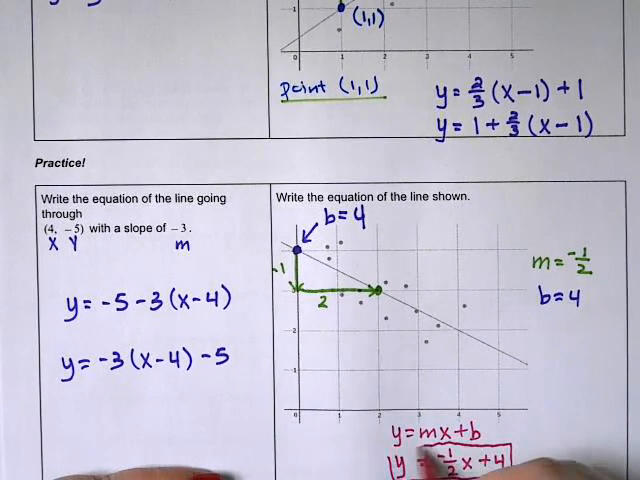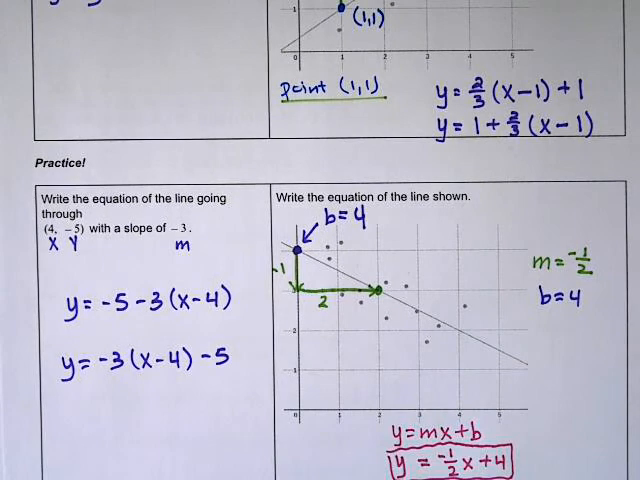It's much easier to write when you actually have the y-intercept because you don't have to worry about any parentheses and where the starting y goes, where the starting x goes. So if you have the y-intercept, you should use it to write the equation of your line.